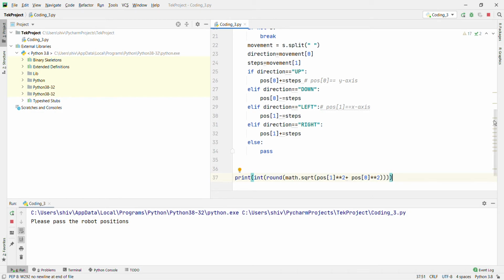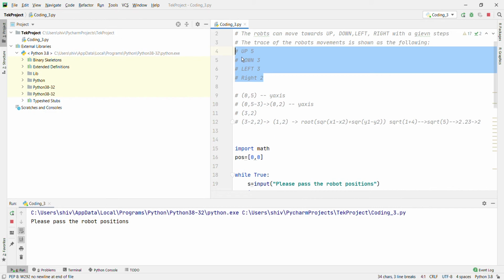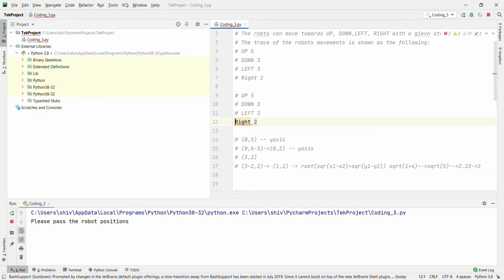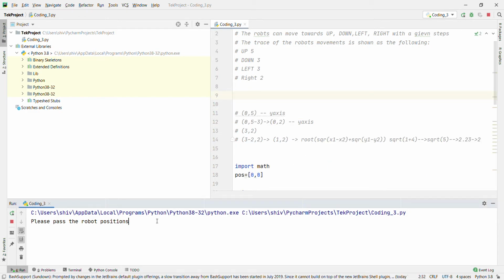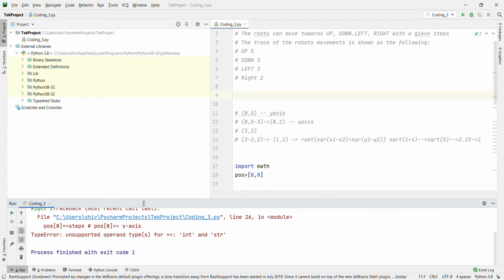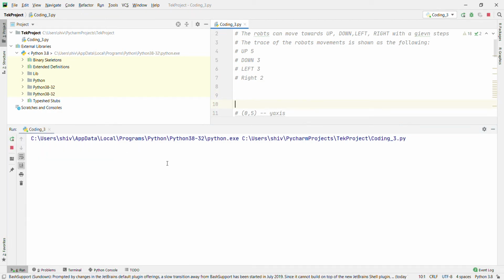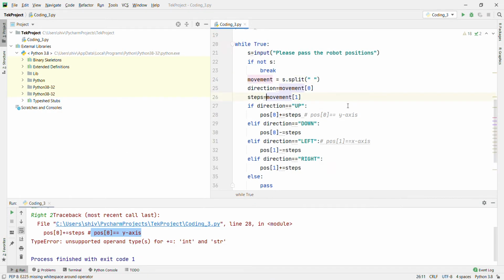And now we are going to pass the robot positions. Pass the robot positions. This one up. We are going to copy paste up, left, down. This is the position we have to pass. This is saying unsupported type. The problem is here: when you split the movement, the value of movement 1 is a string, so we have to convert it with integer.